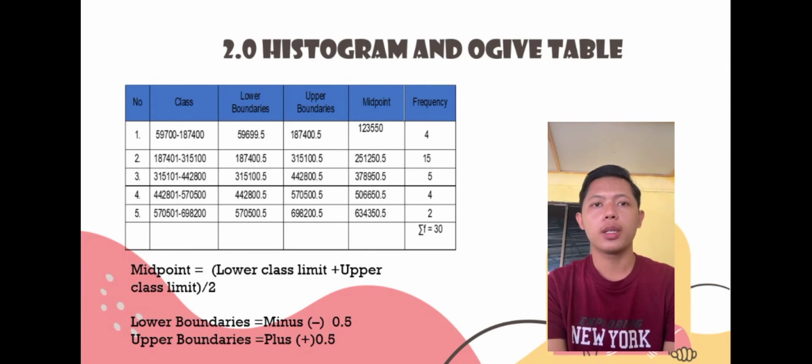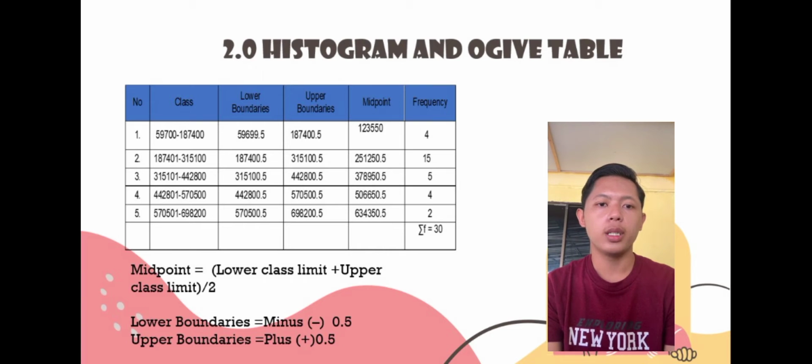So I will talk about the graphical presentation. As you can see in this table, we have class, lower boundaries, upper boundaries, midpoint, frequency and cumulative frequency. How to get the class? The formula is the biggest number minus the smallest number, divided by k. As an example, in my data, the biggest number is 698,200 minus 59,700, divided by k, where k is 5. So we get the class width.